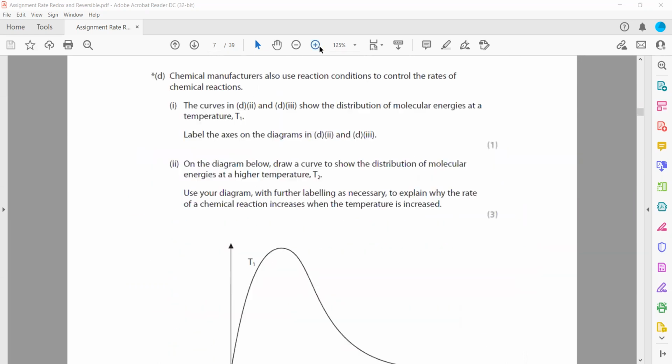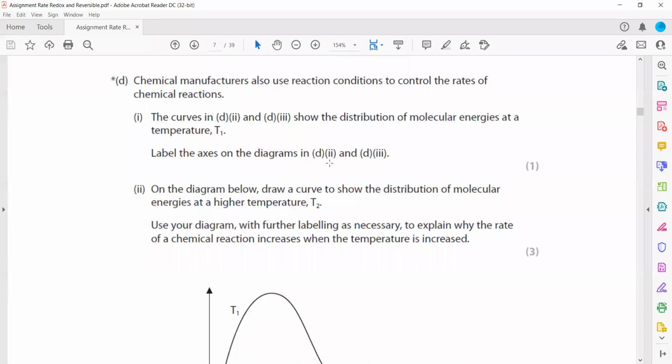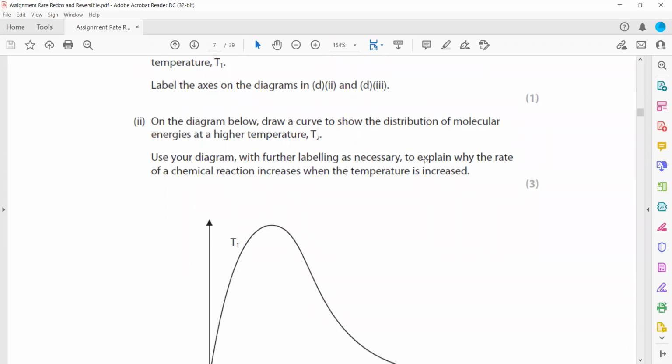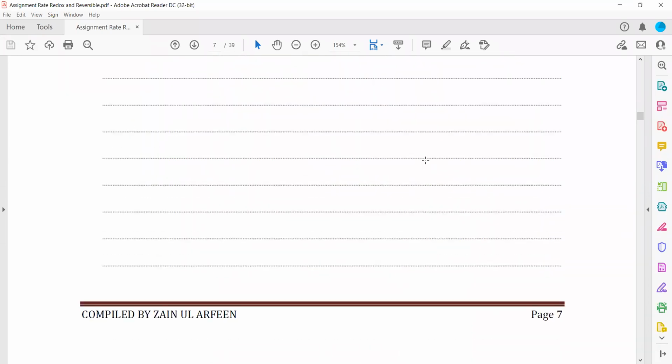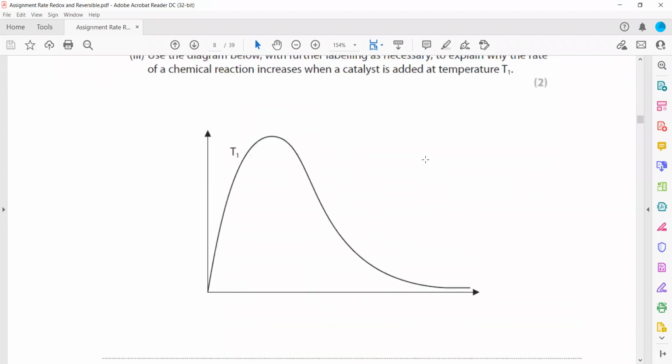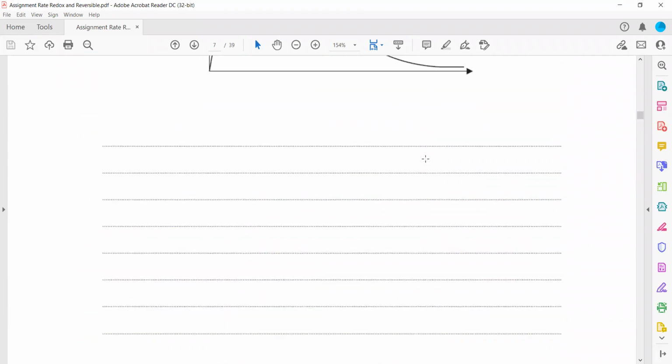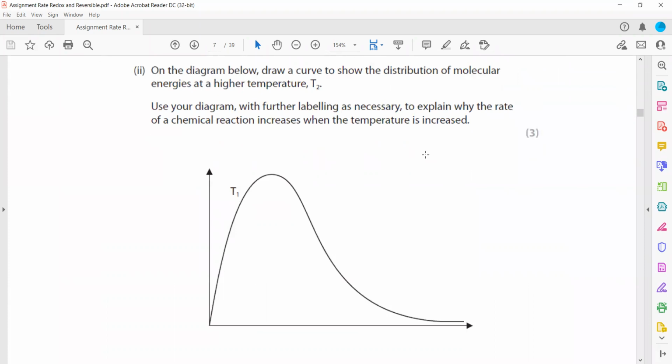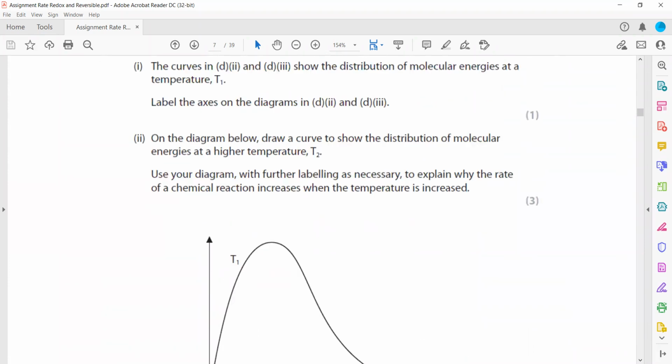The third part, chemical manufacturers also uses a reaction condition to control the rate of chemical reaction. The curve in D2 and D3 shows the distribution of the molecular energy at a temperature T. Label the axes on the diagram in D2 and D3. So we have to label these axes for part D2 and D3. So what are the labels we use for these?